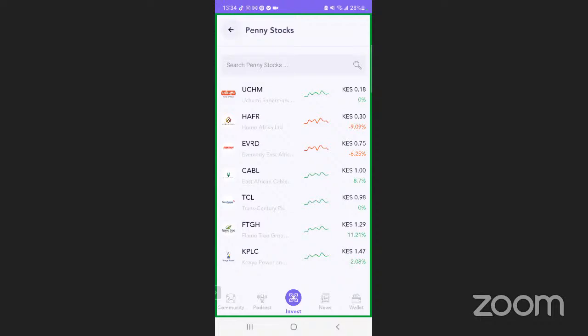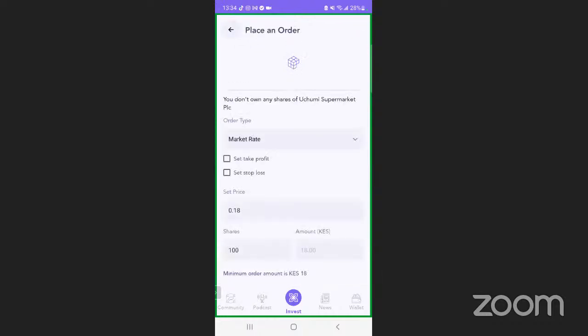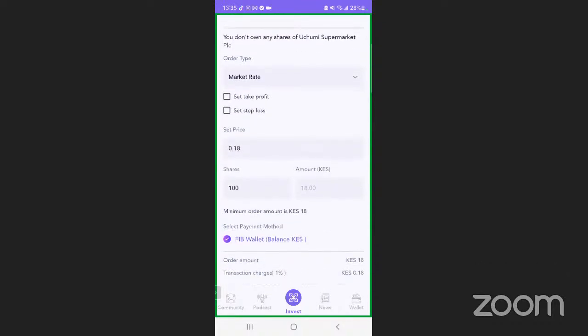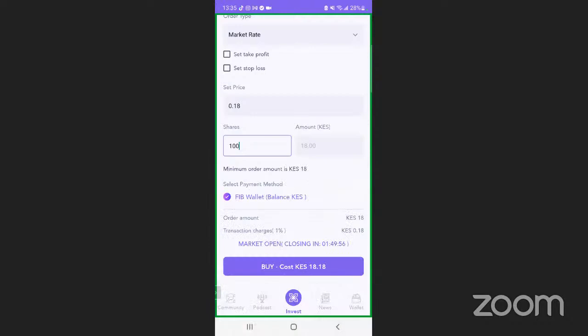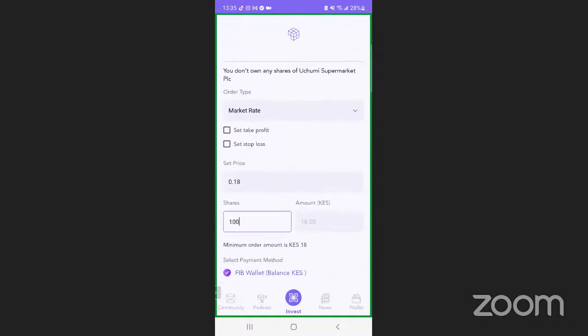So this would be the likes of Uchumi, Home Africa, Everready. So let's click on one stock. Let's click on East African Cables, or even let's click on a company like Uchumi. So Uchumi, click buy. So for you to buy 100 shares of Uchumi, you'll spend 18 bob. You see, you can start with a minimum of 18 bob. The transaction charge will be 1%, so that's 0.18 Kenyan shillings, and then the buy cost would be 18.18. So you don't need a lot of money to get started.